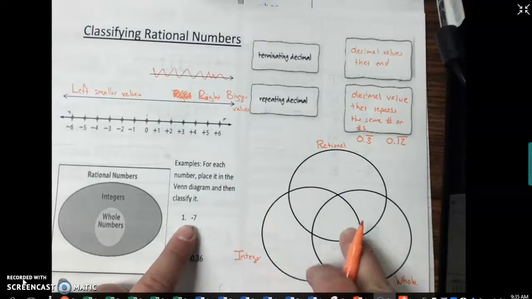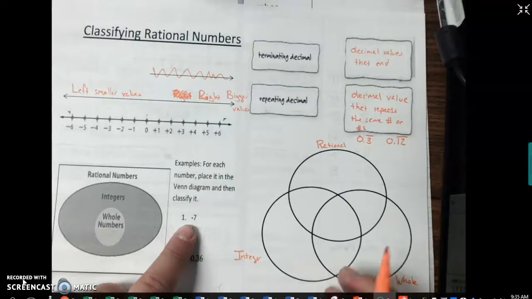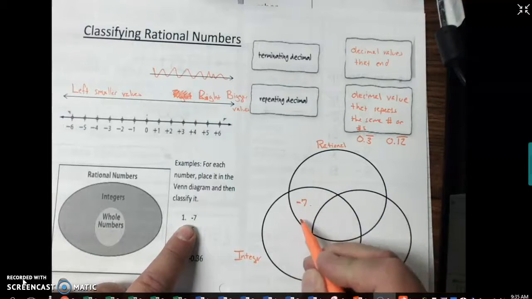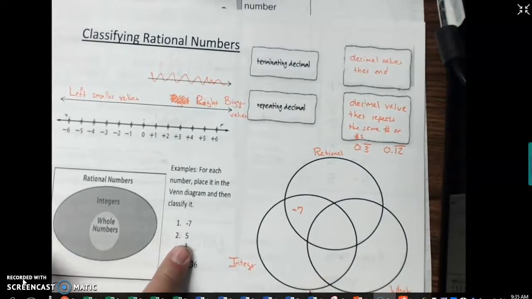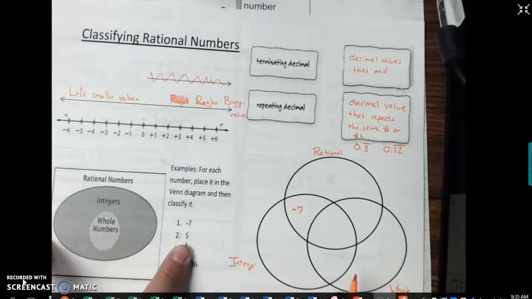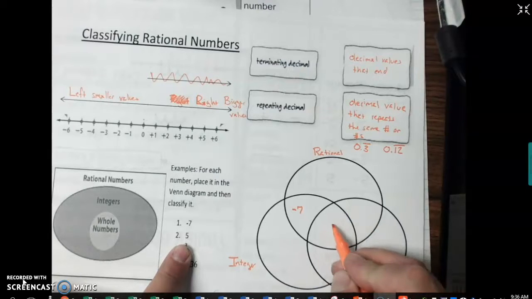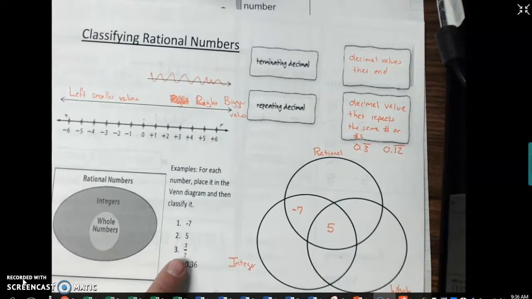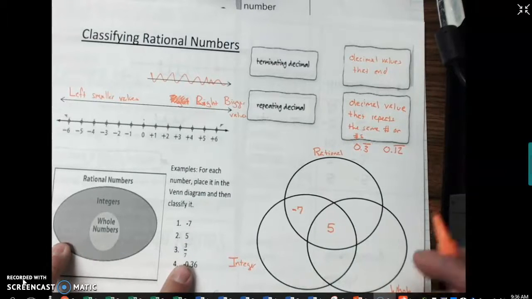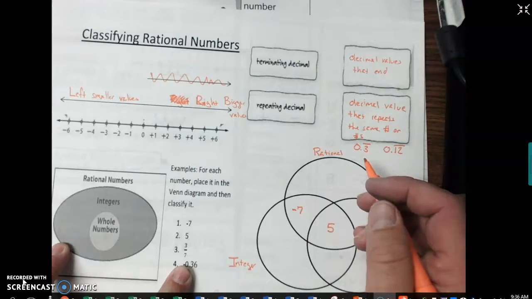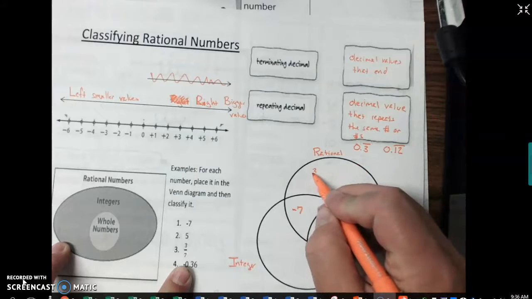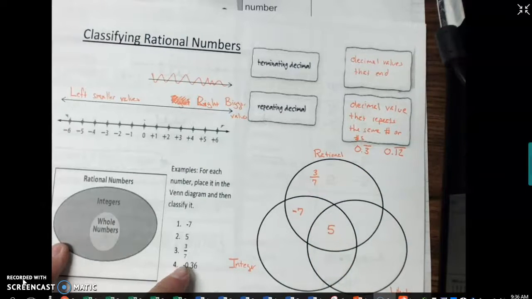So, using this diagram, negative 7, the most specific category is what? Integer, so it's got to go in this circle, but it's also rational. So we're going to put it right here because it falls inside of rational and integer. 5, the most specific category is whole, but it is also integer and rational. So where's it going to go? Right in the middle. Because it is all 3. 3/7. Is it anything else? Does it fall in any other categories? No, if it's inside that outside ring, that's the only ring it will fit into.